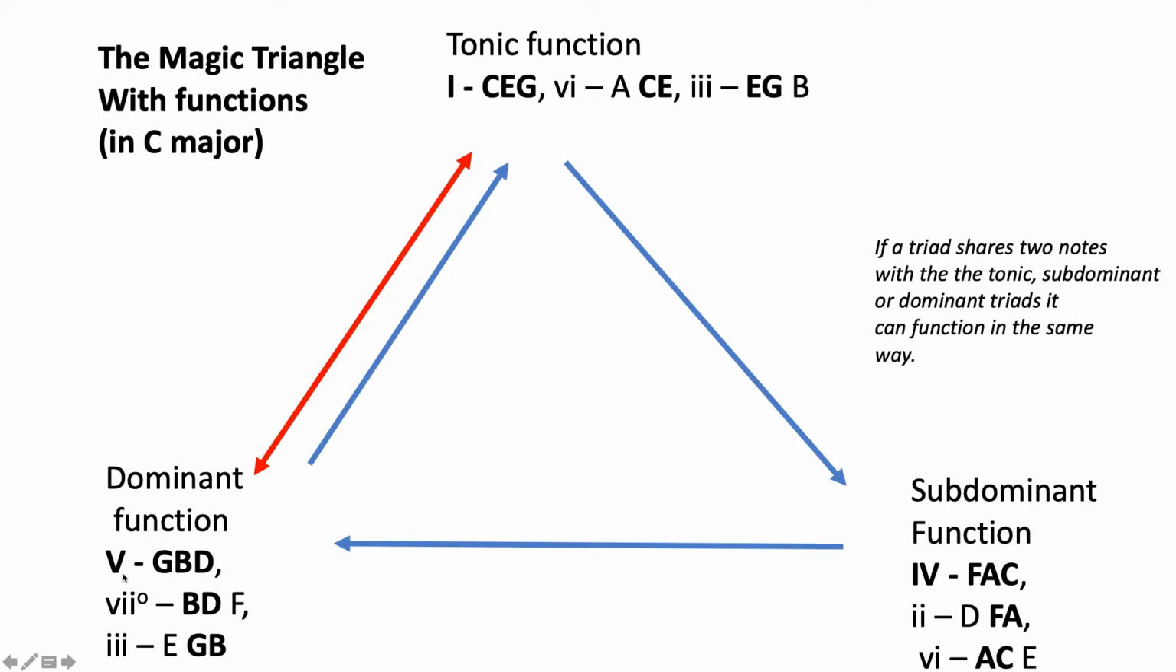Similarly, chord 5 contains G, B and D. Chord 7 contains B, D, F. That B and D are present in chord 5. And chord 3, E, G, B, the G and B are also present in chord 5. So we can say that chord 3 can also be used as a kind of dominant.